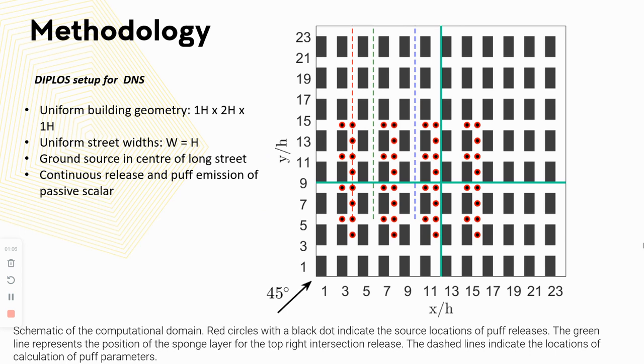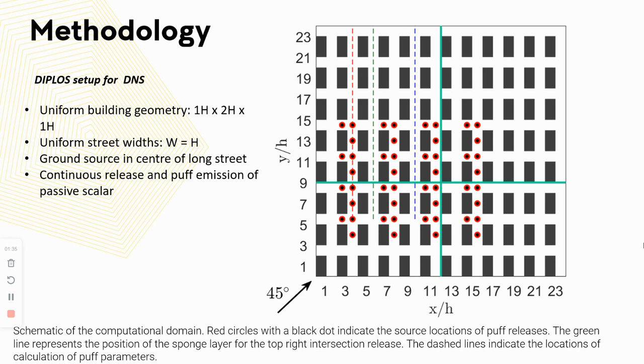So we decided to do a simulation to do that. It's a DNS simulation. The domain is 24 by 24 feet. The buildings are rectangular in shape, so there are two ways in one direction and one way in the other, and h is the building height. The total height of the domain was 8 building heights.